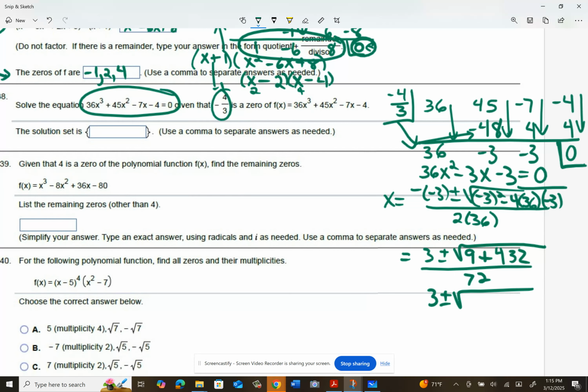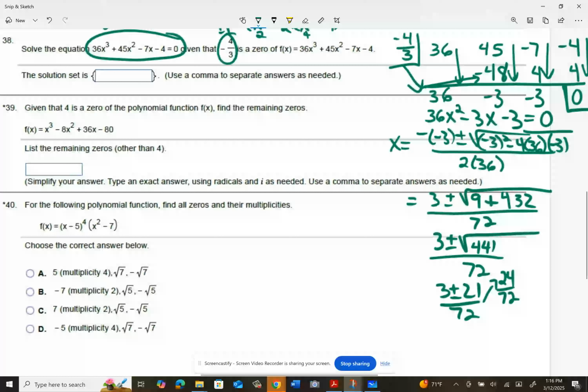I have to keep going. 432 plus 9, that's going to give me 441. And 441 is a perfect square. So when I do the square root of that, I do wind up getting a nice number. I get 21. So then I'd have to separate that into 3 plus 21 over 72. Then I'd have to do 3 minus 21, which would be negative 18 over 72.